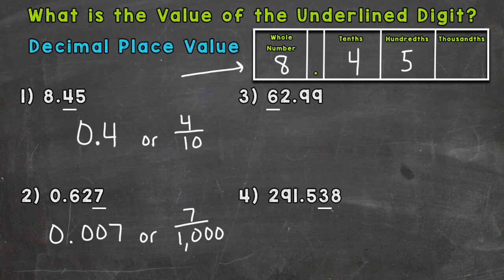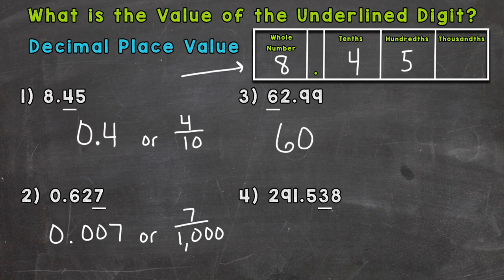On to number 3, where we have 62 and 99 hundredths. So our 6 is underlined there, and in the case of number 3, that 6 has a value of 60 because it's sitting in the tens place. Remember, the value is determined by the place in which that digit is sitting. So 60.